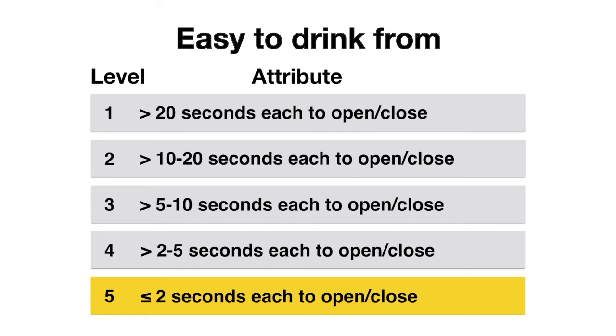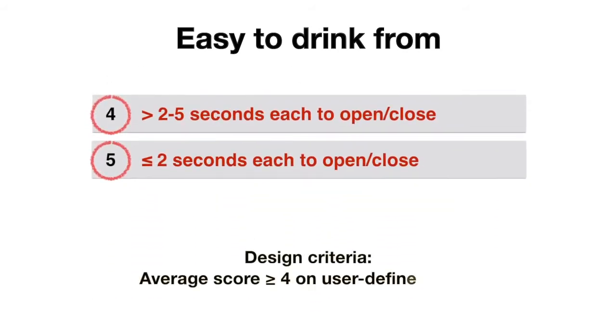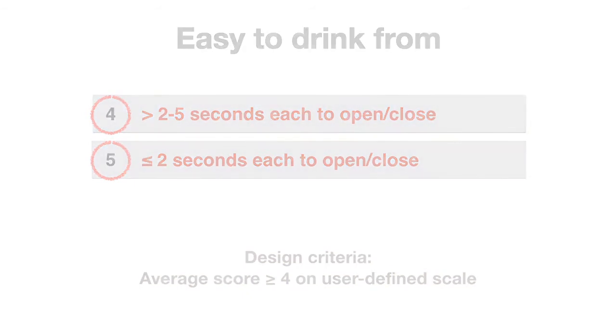With this user-defined scale, we will set a design criteria to be 4 or 5 on our user-defined scale. In other words, for the device to be considered a success, when we are testing users, the users must either score a 4 or a 5 on this user-defined scale.